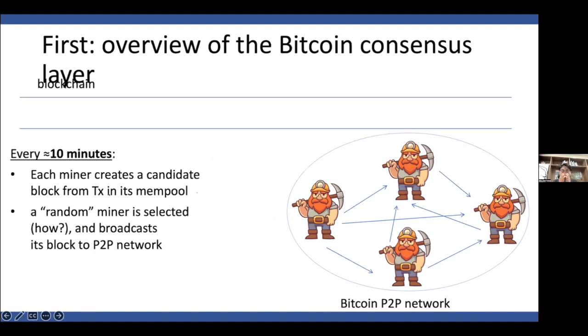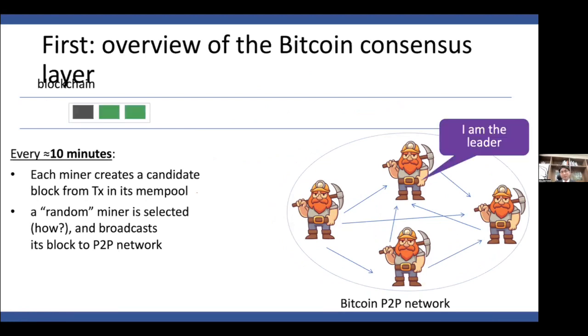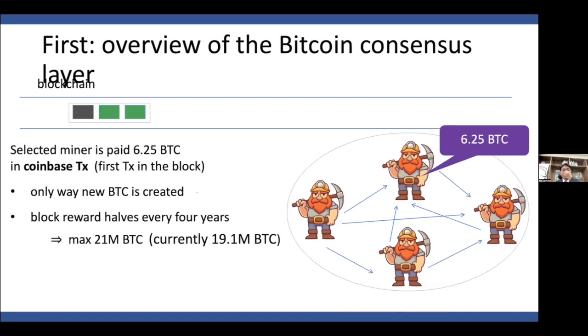So what's the new and cool thing about Bitcoin is that about every 10 minutes, each miner creates a candidate block from the transactions in the mempool. And now a random miner should be selected. Remember the notion of leader. Now they have to be selected. But how are they selected? We're going to see in the next slides. Once the leader is selected, the block will be posted, and then they will receive the reward.